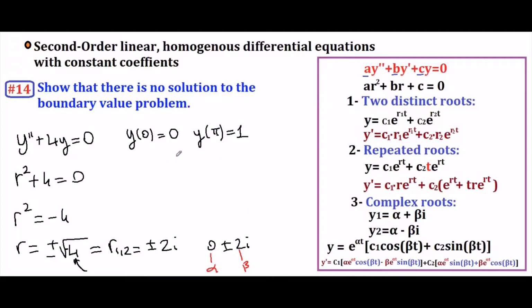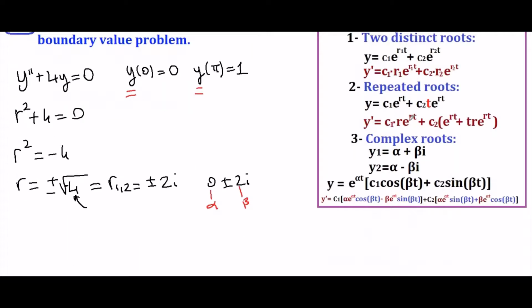So be careful that the given initial values are both y, not one of them is y prime. These kinds of problems say show there is no solution, or show there are infinitely many solutions. That is, both y or both y prime. So you're going to find the general solution, plug in both, and then compare. Let's go ahead and use the complex roots equation because this requires that.